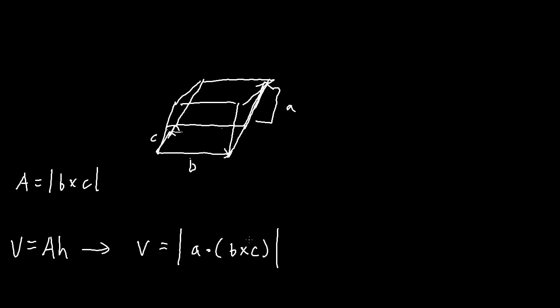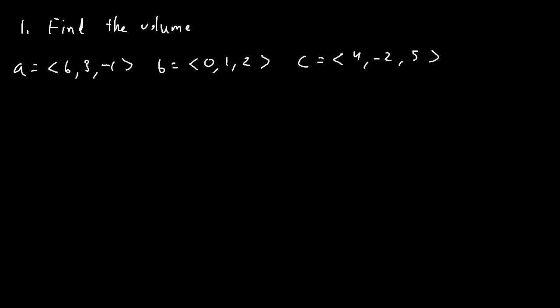And so to put it in simple terms, B times C, the cross product, will give us the base, and then A will give it the height when we multiply. So this is known as the scalar triple product. So let's go ahead and find the volume of the parallelepiped created by the 3 vectors A, B, and C.